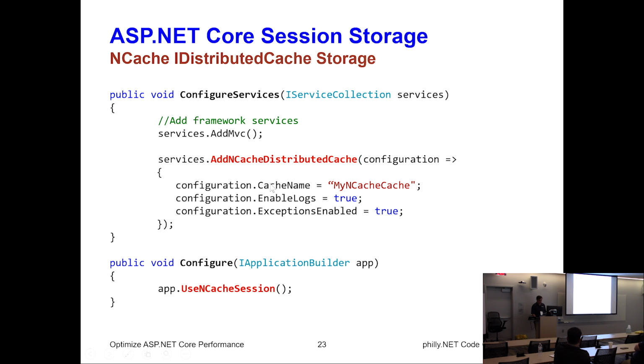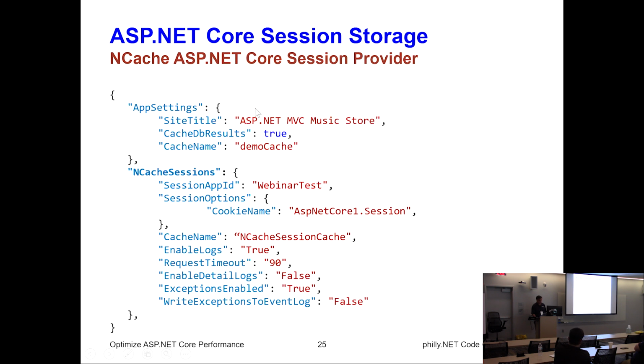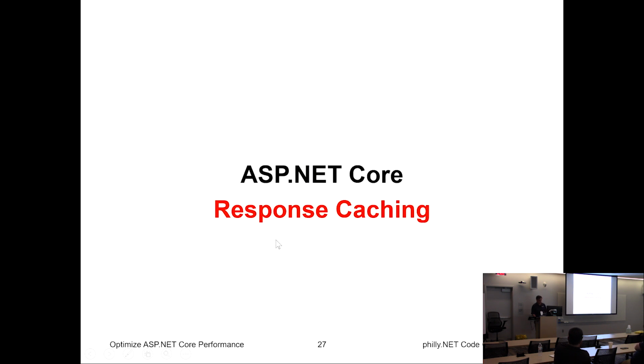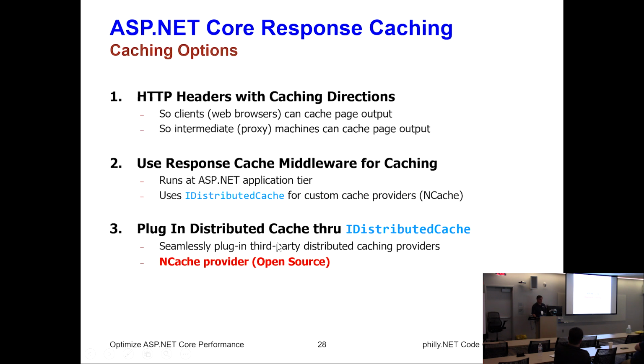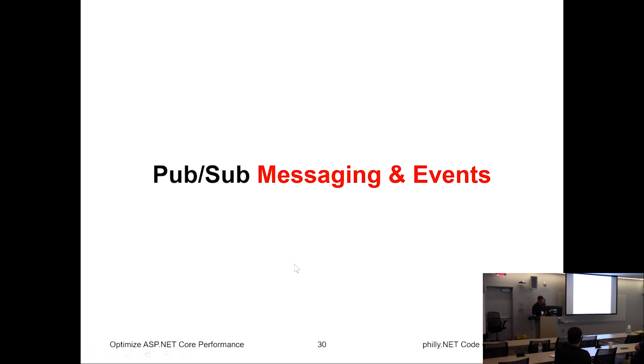And I've showed you this already here. And this is the config. So again, I'll go over. And the same way, response caching uses IDistributedCache, and you can plug in NCache through that, and then it automatically works. Let me just quickly go.